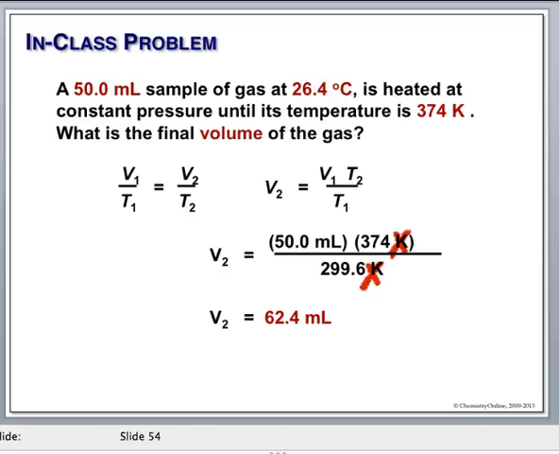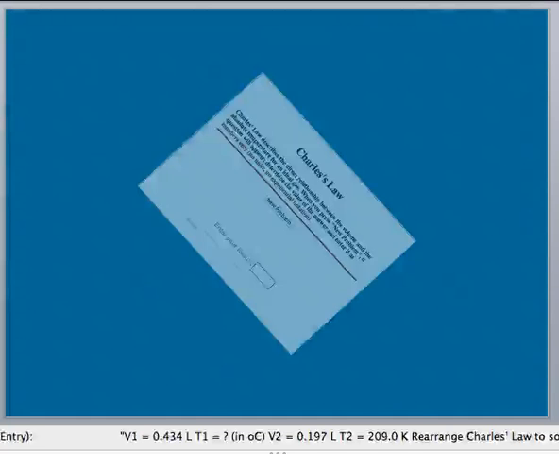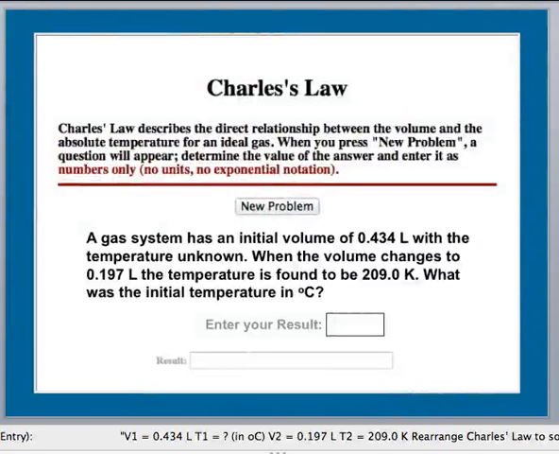Any questions? Now, we started to look very quickly at a tutorial for Charles' Law. We went through the one for Boyle. Let's go ahead and follow that up.